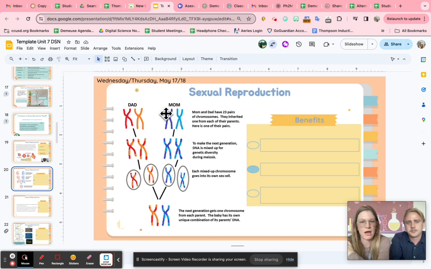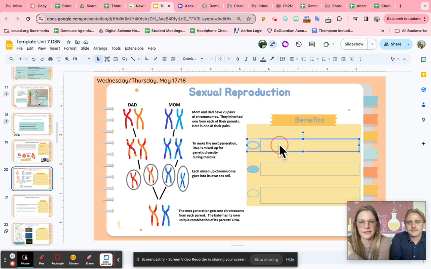So you can see how mom has dark blue and light blue chromosomes. Dad has red and orange. And you can see how the chromosome colors get mixed up. And eventually the baby has a mixture of the red and the orange and the dark blue and the light blue. And these represent traits from mom and dad. So one color could represent hair color or eye color. And you might get one from your mom, one from your biological dad.